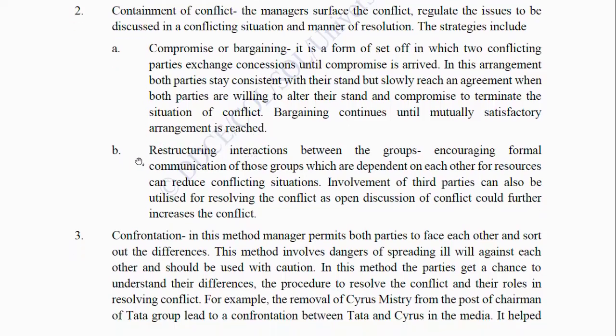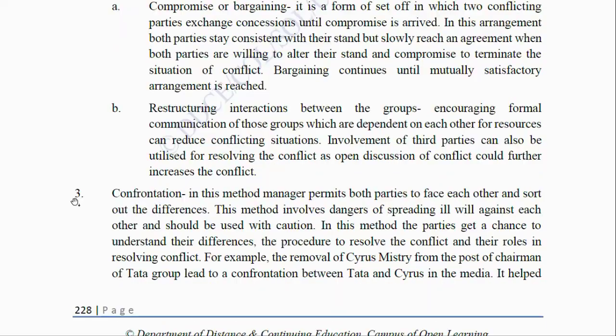Point B. Restructuring interactions between the groups. Encouraging formal communication of those groups which are dependent on each other for resources can reduce conflicting situations. Involvement of a third party can also be utilized for resolving the conflict, as open discussion of conflict could further increase the conflict. Point 3. Confrontation.